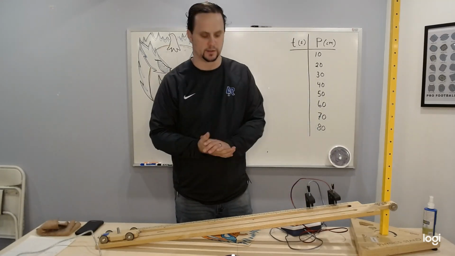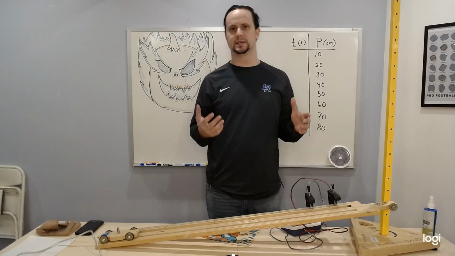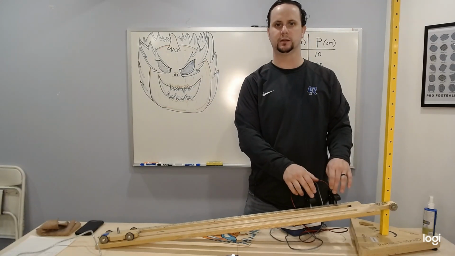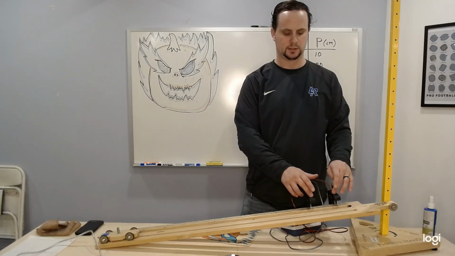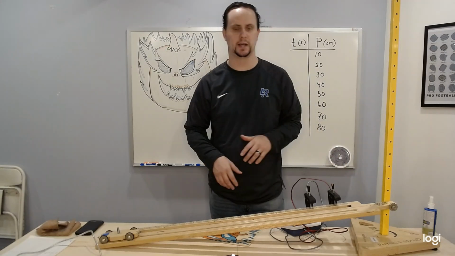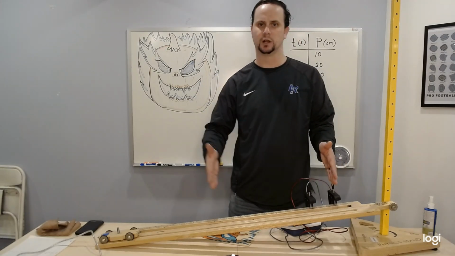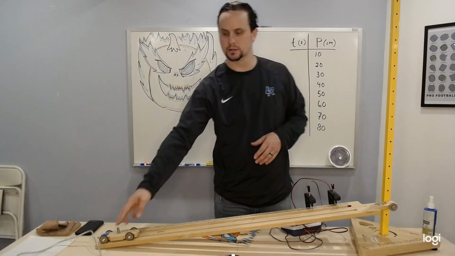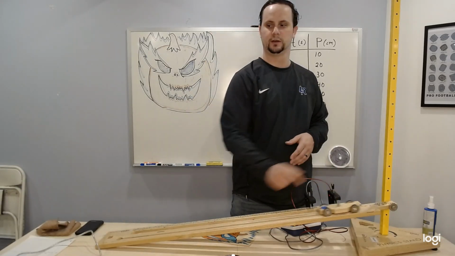Let's get started. So first thing I'm going to do is set up these photogates. These photogates will time in between the two photogates. When it hits this one, it'll start. When it hits the next one, it'll stop. So what I'm going to do is set up at different positions along the way and get the time it takes to get to that position as this car rolls down the ramp.